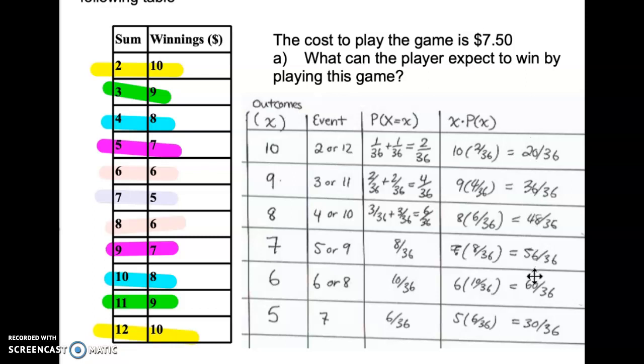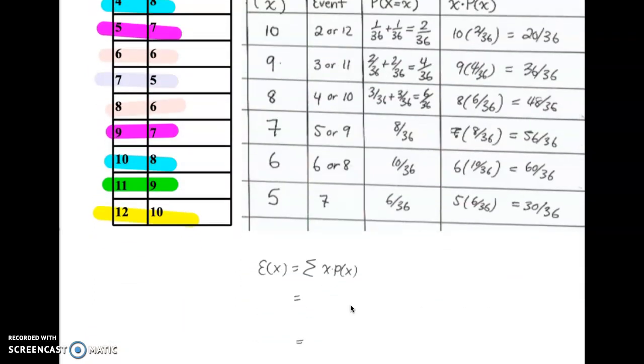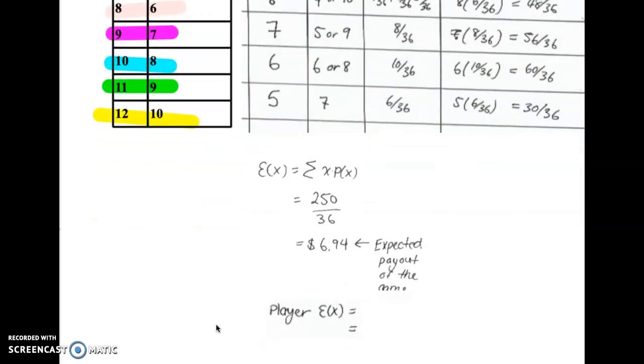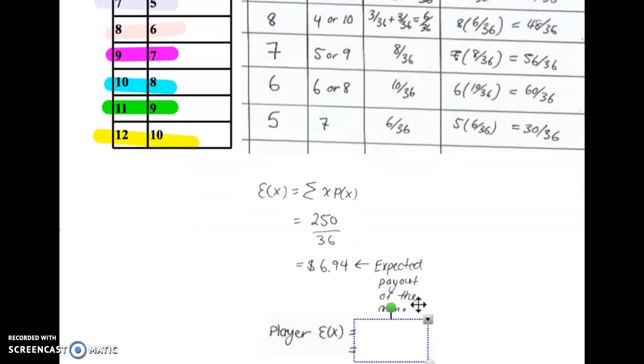And now we have all the x times p of x's. So now we can calculate the expected winnings of somebody playing this game. The expected payout of the game is going to be the addition of all these x times p of x's. So if we add up everything in that x times p of x column, we get 250 out of 36, which is really $6.94. So that is the expected payout of this game. So on average, in the long run, they are going to pay out $6.94 per player.